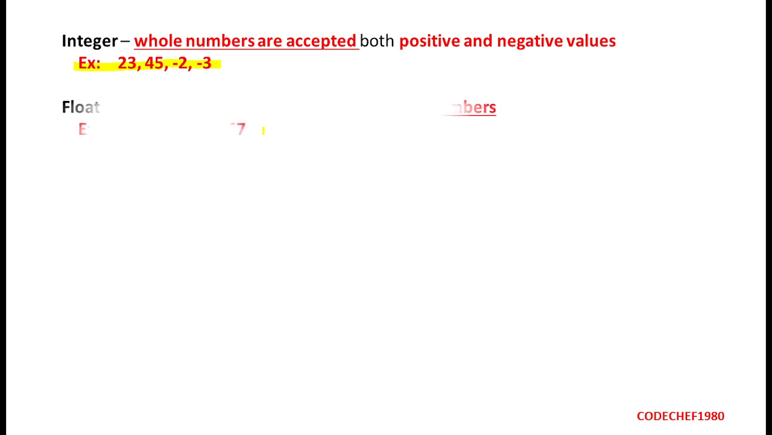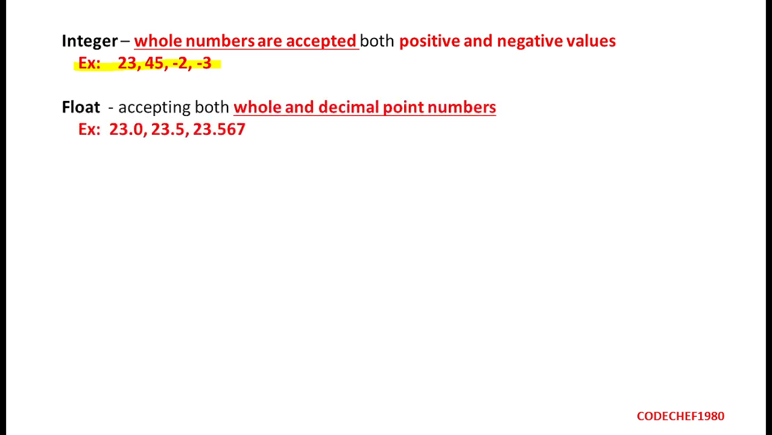Okay, then the next one is the float data type. The float data type accepts both whole numbers and also decimal point numbers. Here you can see 23.0, then 25, 23.57, like that. You can handle whole numbers and also decimal point numbers or values.